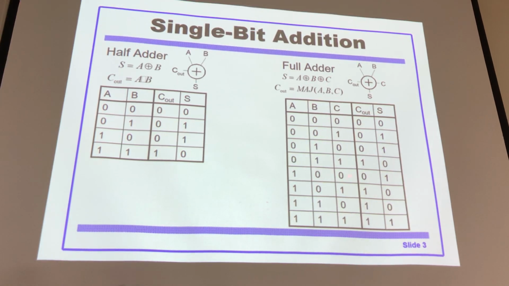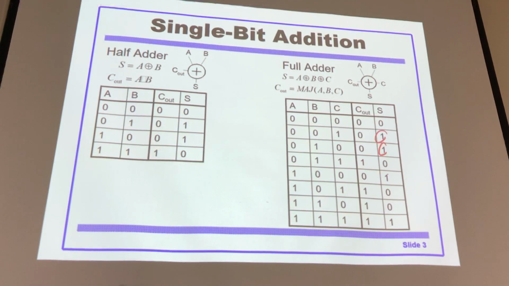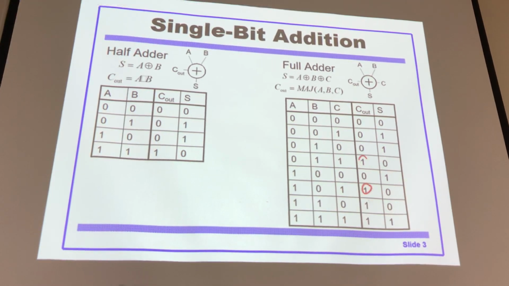For example, here and here. When you have only 1 input being 1, or you have 3 inputs being 1, you get sum 1, right? That equals an XOR gate. For carry out, when you have the output 1, your 2 bits, 3 bits, so that's a majority voting circuit.